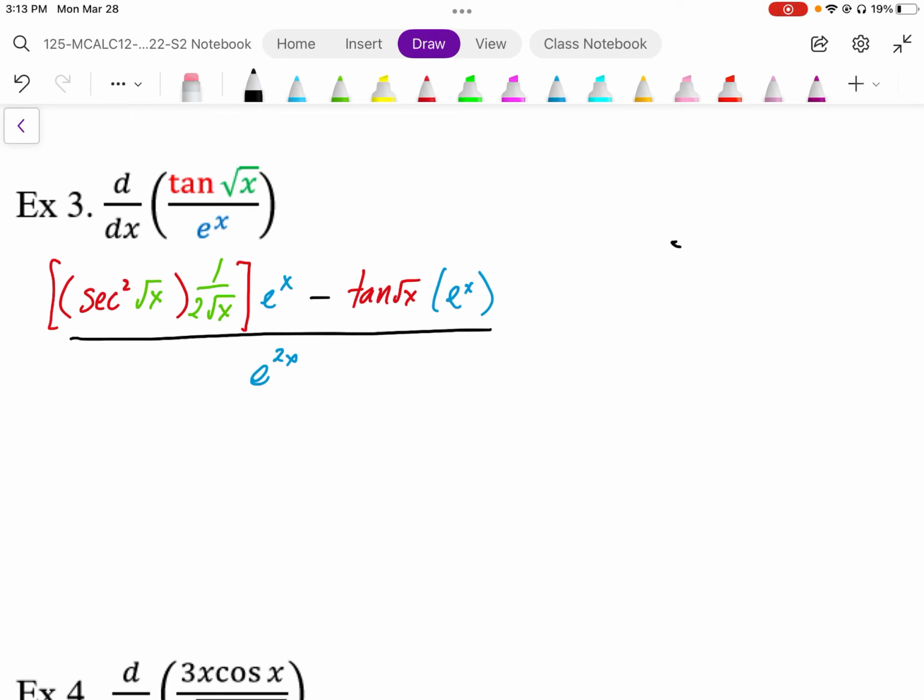So I'm going to just leave this as secant squared root x over 2 root x minus tan root x. And that's all over e to the x, since one of those e to the x factors in the denominator cancels out with that common factor of e to the x in the numerator.